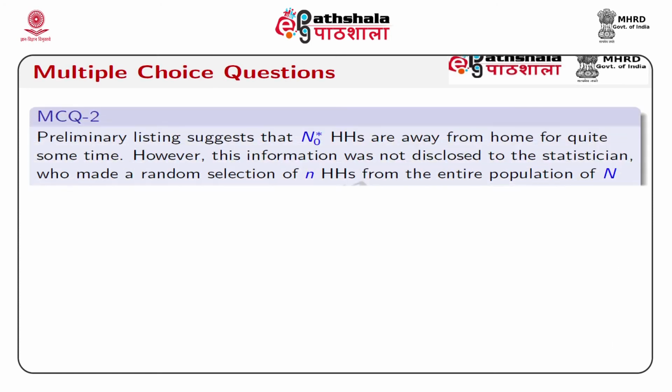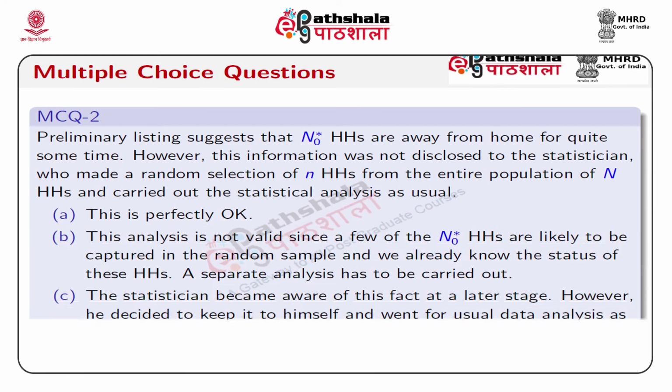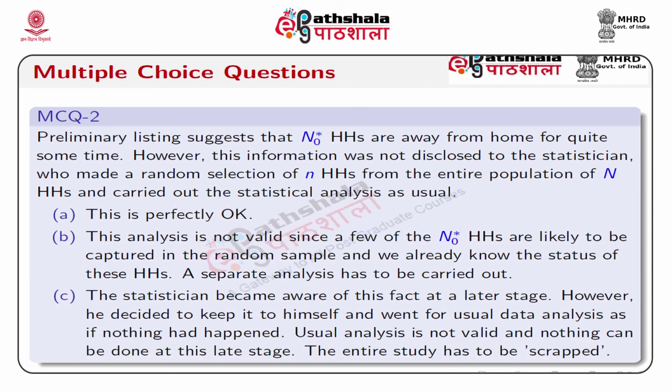Second question: preliminary listing suggests that N0 star households are away from home for quite some time. It's an interesting question. I have made a preliminary listing. While doing that, I went door to door, knocked, and tried to see if these households are in the listing I have to do. So that suggests that so many households are away from home for quite some time. People said they don't show up for months, they have left, etc.